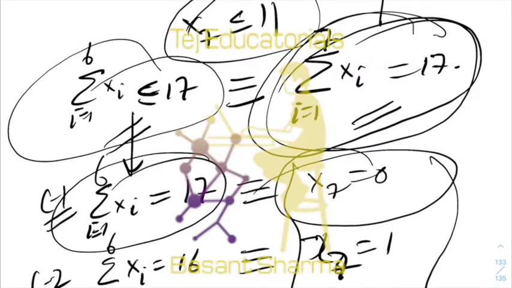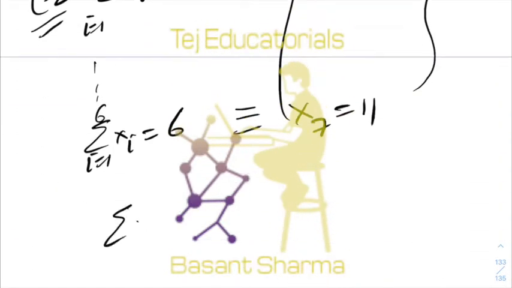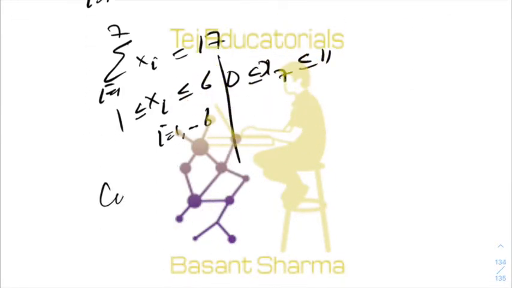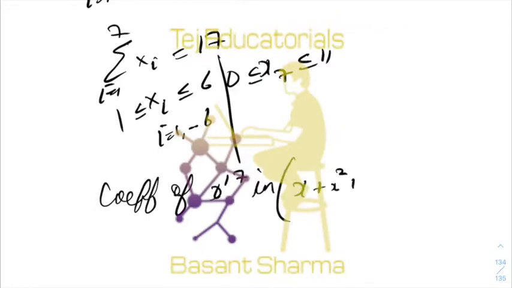All right, now the number of solutions to this, where xi is less than or equal to 6 and greater than or equal to 1 for i equal to 1 to 6, and x7 is between 0 and 11. This is nothing but the coefficient of x to the power 17 in (x plus x square plus so on till x to the power 6) to the power 6, into (1 plus x plus so on till x to the power 11).